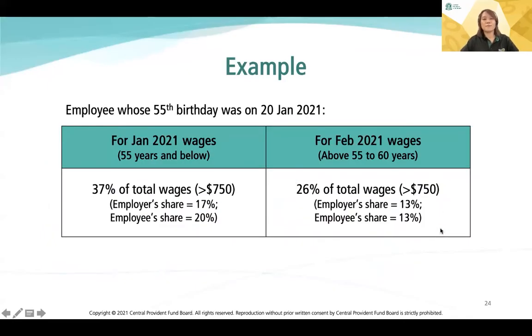So here's an example of, let's say you have an employee whose 55th birthday was on 20th Jan 2021. Okay. Because the birthday falls in January, the contribution rate on January wages is still 37%. Okay? But from February onwards, because in February he's already 55, the contribution rate will be 26% instead. Okay.